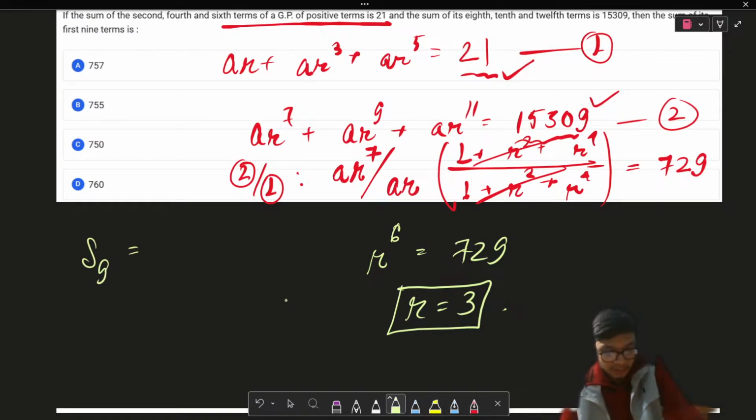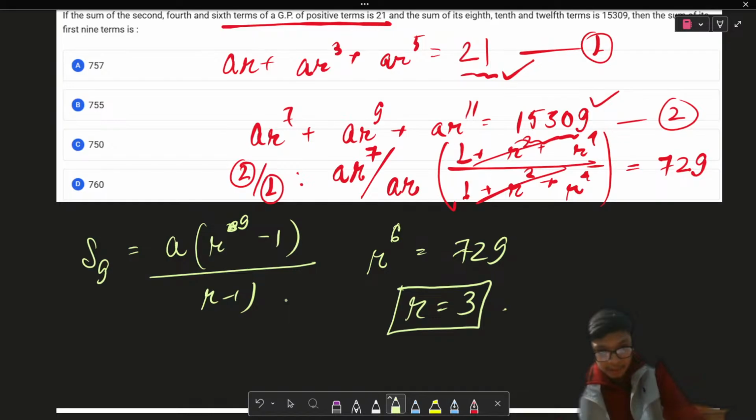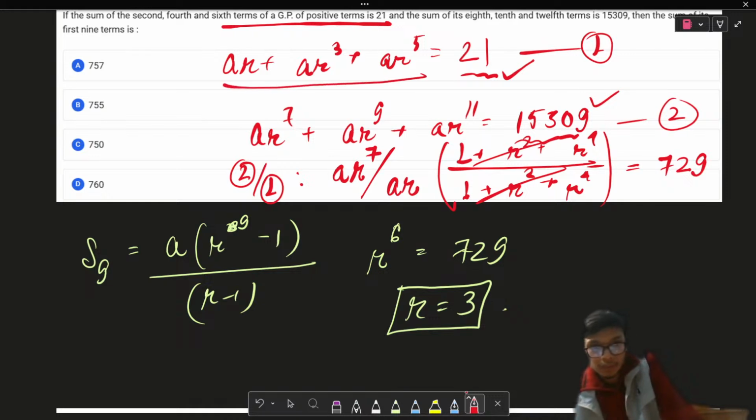So from here you can easily find out the sum of the first 9 terms, which is going to be A into R to the power 9 minus 1 divided by R minus 1. Having this common ratio, we can find out the first term A from this equation. So if you solve for it, you're going to get the first term as 7 upon 91, right?